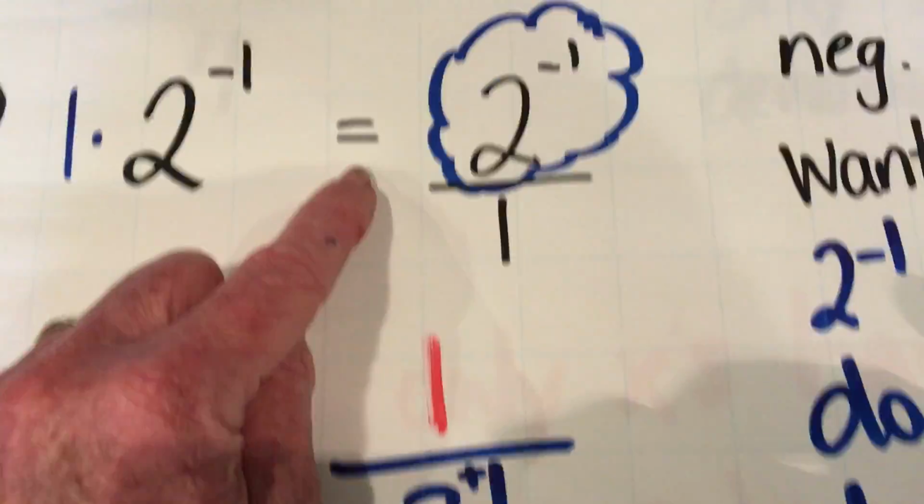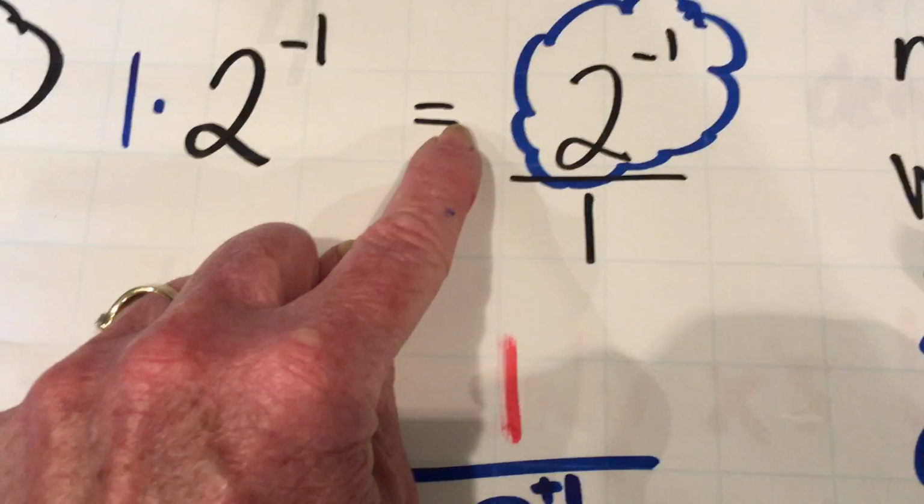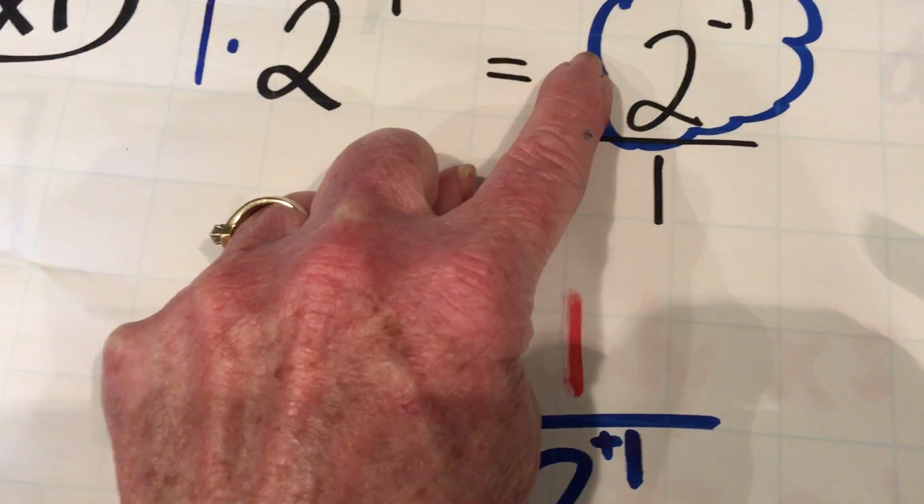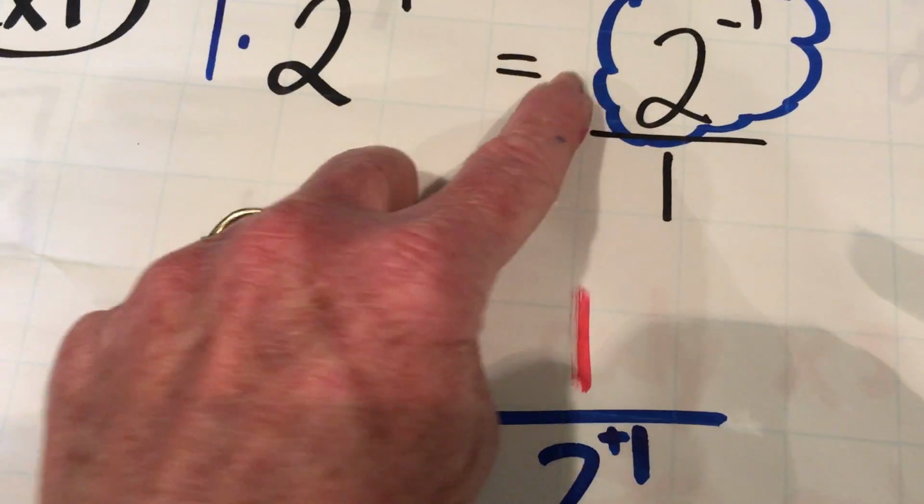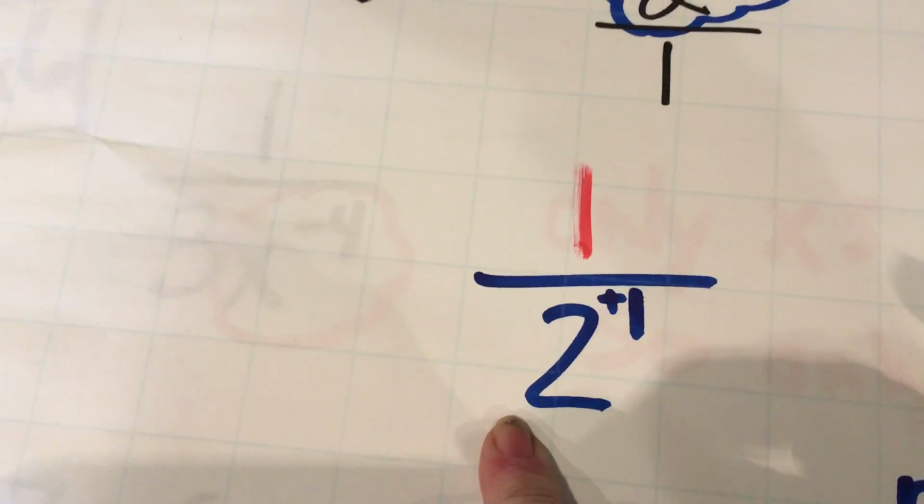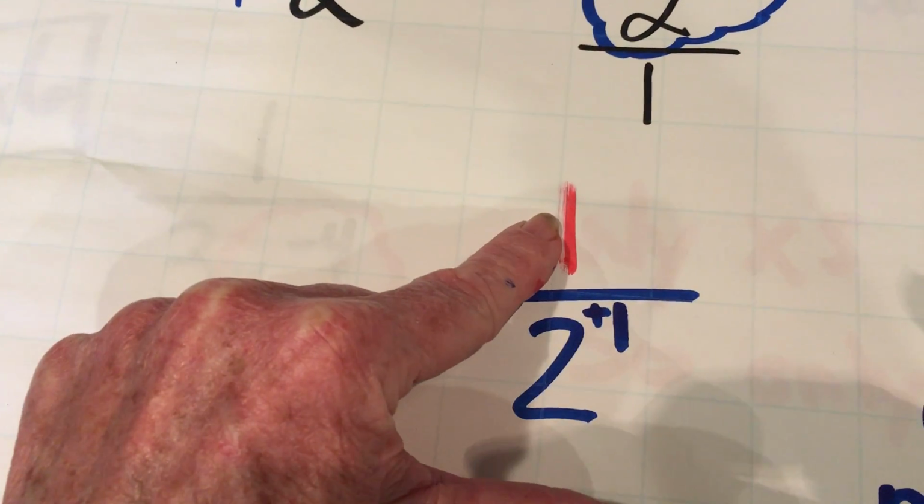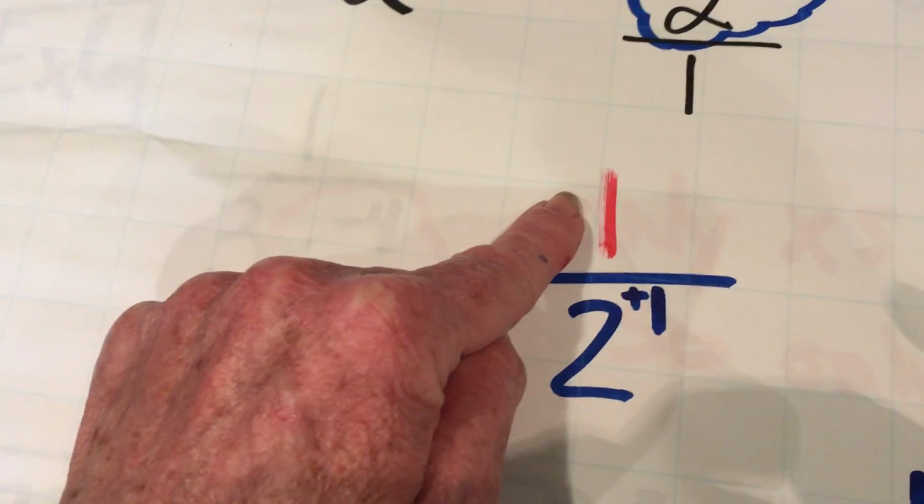So let's go back and look again. 2 to the negative 1, the negative exponent is not a negative 2, it's just unhappy where it's at. We've got to move it down to the basement. It's now happy. We have to have a placeholder for where it was, so the 1 goes there.